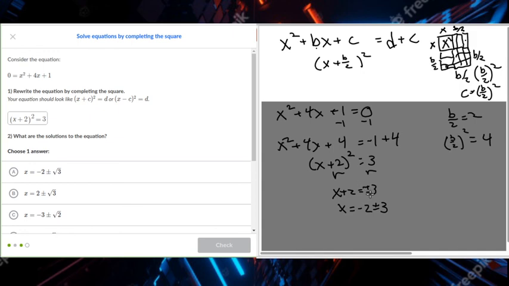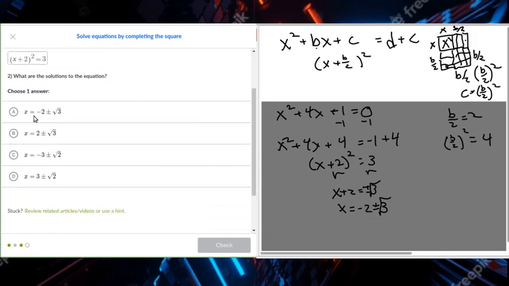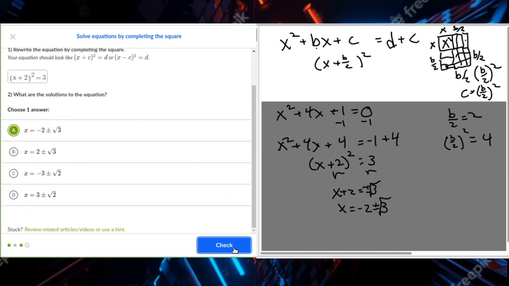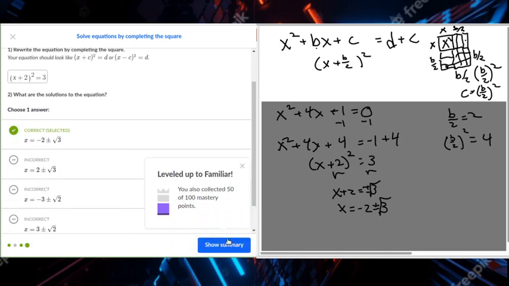Whoa, almost made a mistake. Square root of 3. Square root of 3. Okay. So negative 2 plus or minus square root of 3. Okay. So that's generally how we do that.